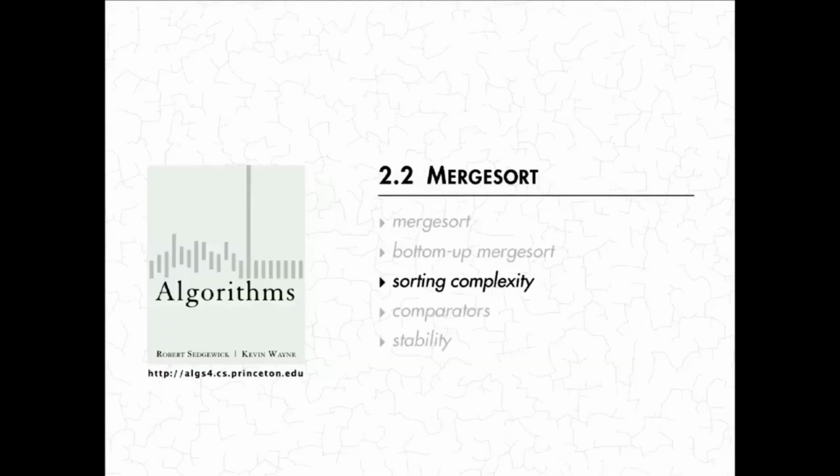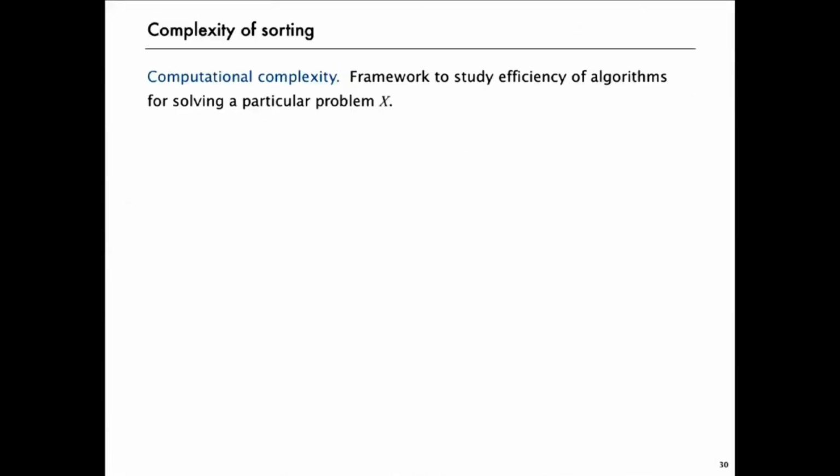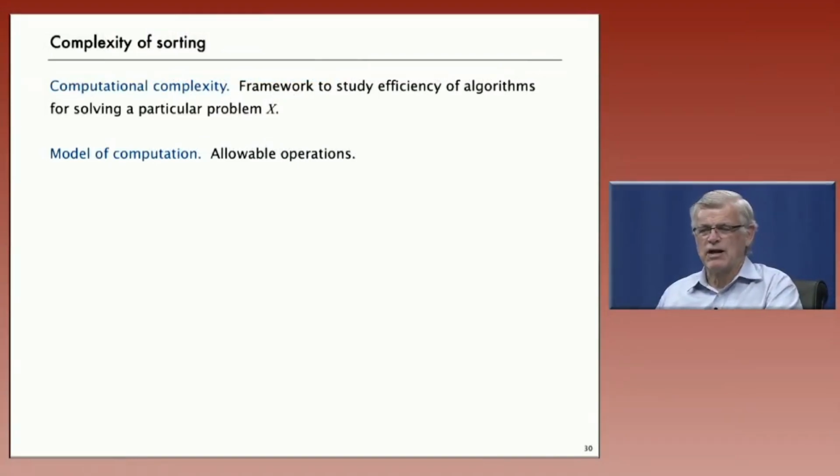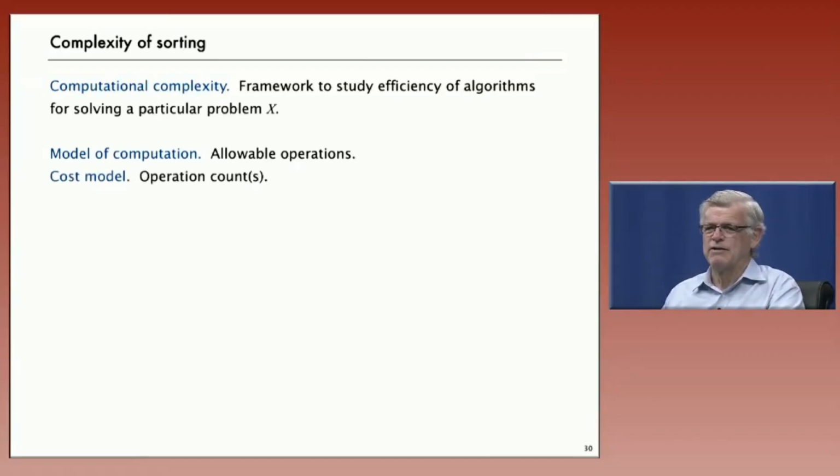Merge sort is a good opportunity to take a look at the intrinsic difficulty of the sorting problem. That's called complexity, and we'll look at that next. The idea of complexity is it's a framework for studying the efficiency of all the algorithms for solving a particular problem. That's called computational complexity. And in order to do this sensibly, we need what's called a model of computation, the operations that the algorithms are allowed to perform. For sorting, that's kind of straightforward. What we're going to do is have a cost model where we count the comparisons.